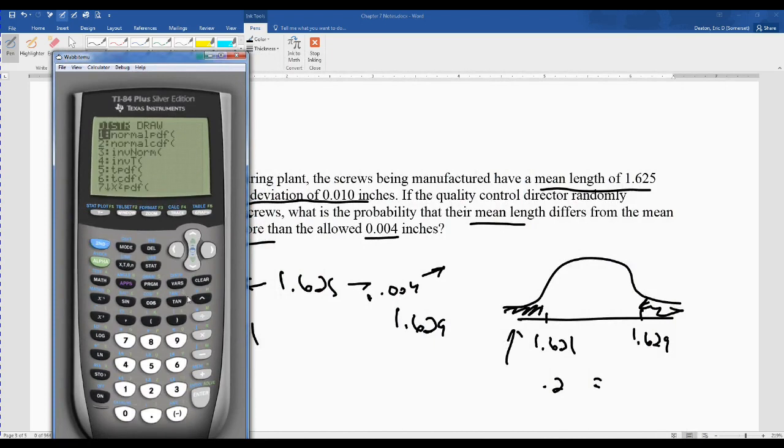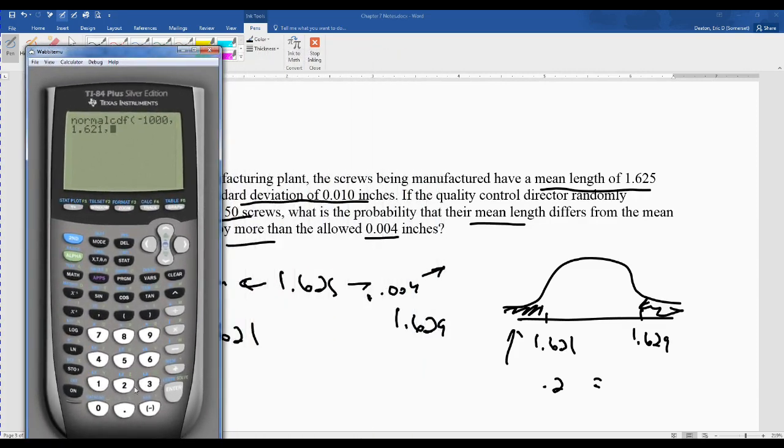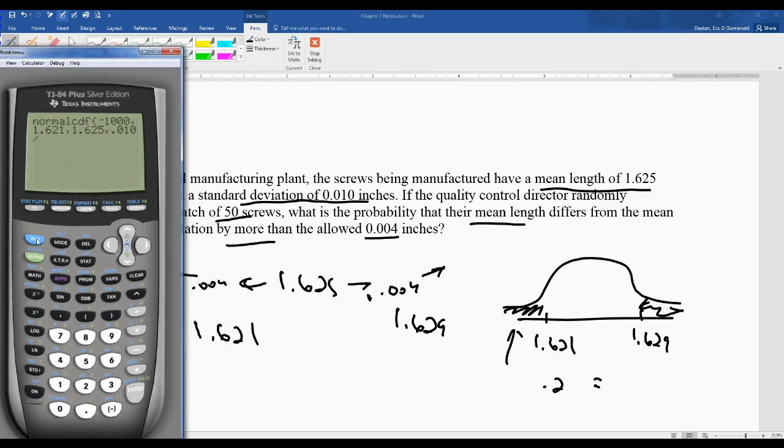So let's do second vars 2. I'm going to do the left bound. So it's negative 1,000, comma, 1.621, comma, and then I need the mean, which is 1.625. Yep. Comma, standard deviation is 0.010. And there's, looks like 50 screws. Yep, so I divide that by the square root of 50.